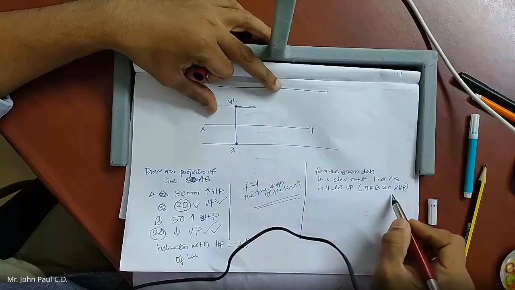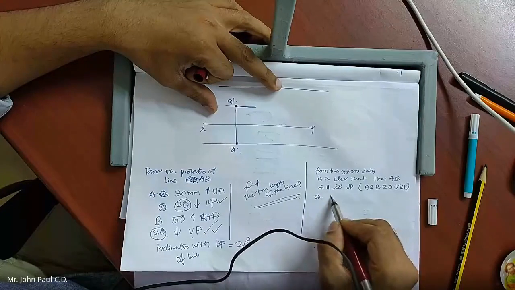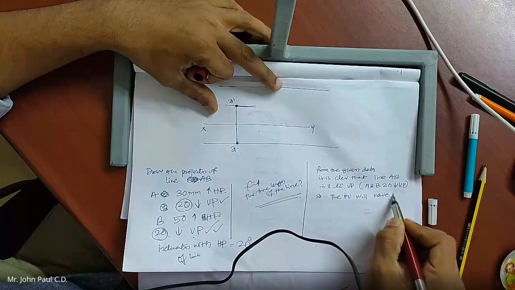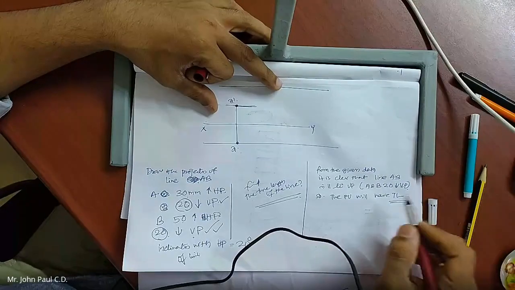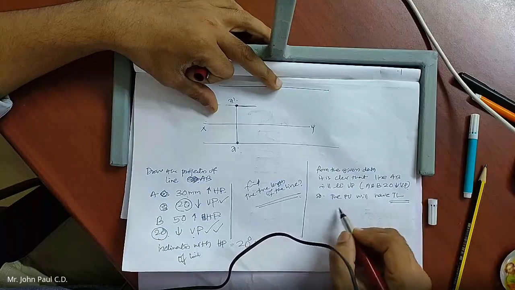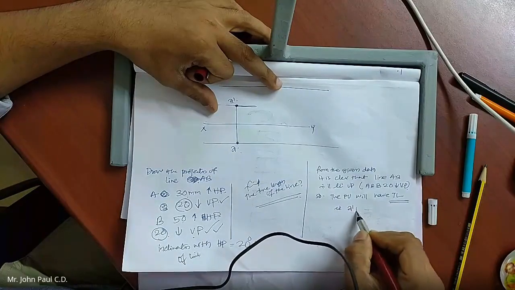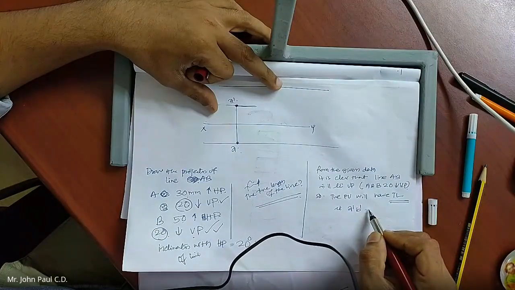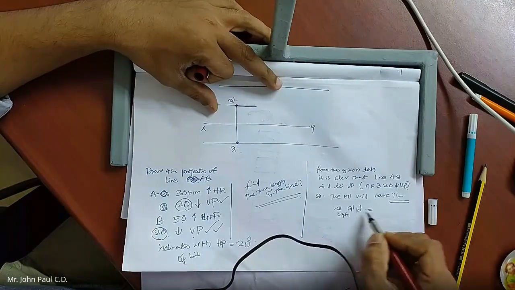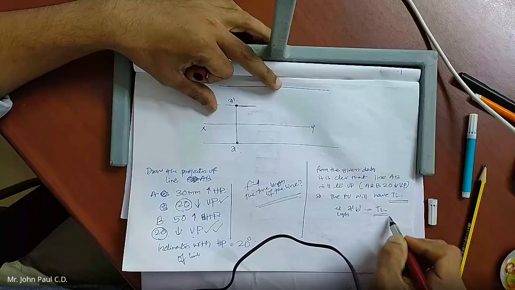So it is parallel to VP. So the front view will have true length. You know all these things, but just make a note. The front view will have true length. That is, the length of A dash B dash is equal to true length.